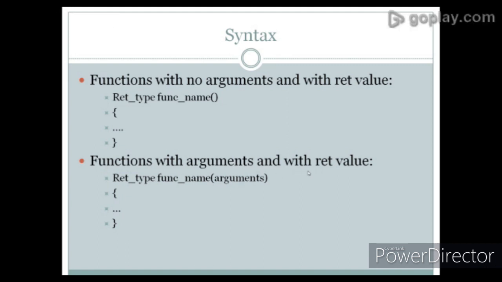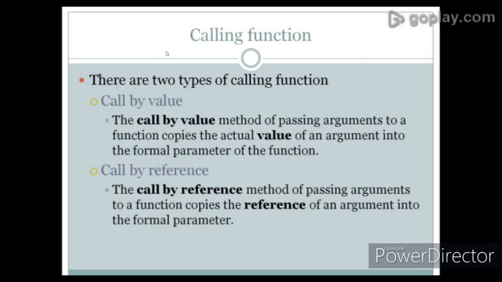Function with argument and with a return value. For this type we will mention the return type of the function, the function name, and inside the brackets we will mention the parameters, and then we will define the function.